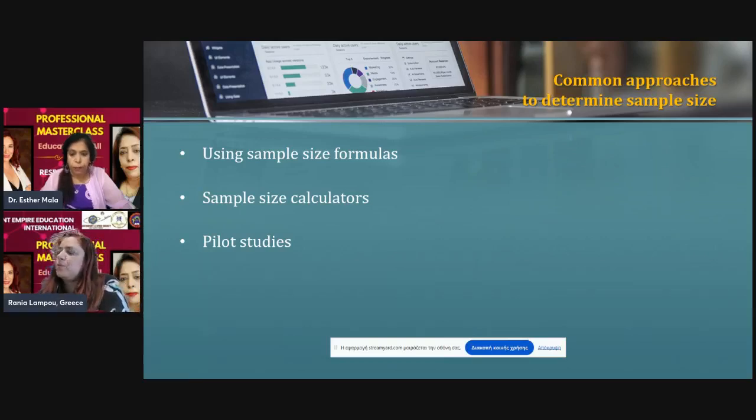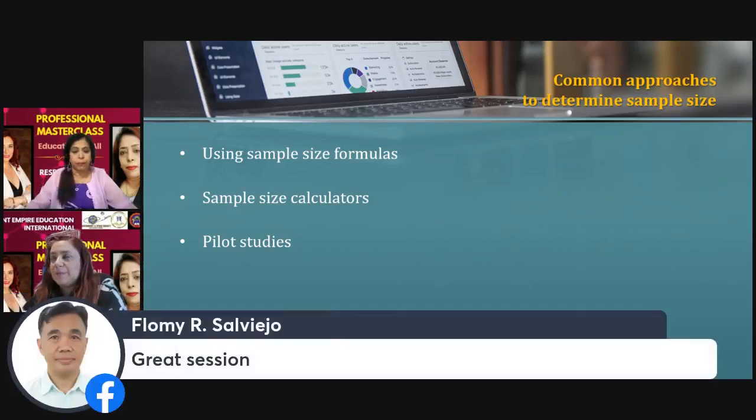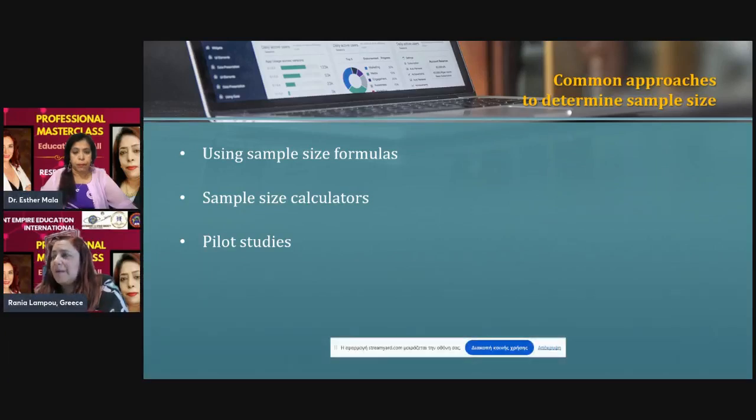So, a summary: you want a sample large enough to be representative and precise, but not so large that it wastes time and resources. Balancing confidence level, margin of error, and population variability is the key.